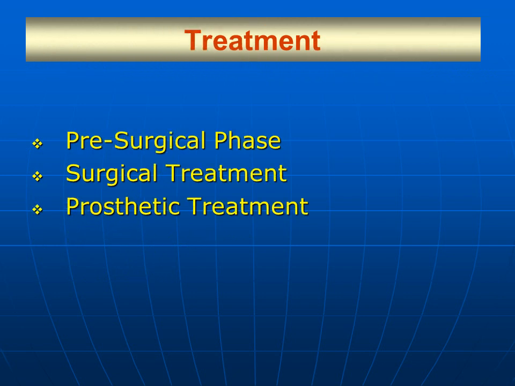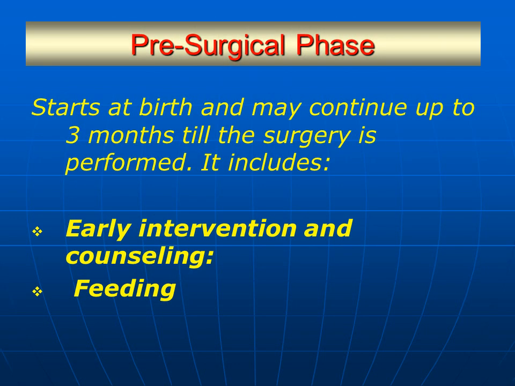Treatment. We divide the treatment into 3 phases: pre-surgical phase, surgical phase, and prosthetic phase. Pre-surgical phase starts at birth and may continue up to 3 months till the surgery is performed. It includes 2 parts: early intervention and counseling with the parents, as well as management of the problem of feeding.